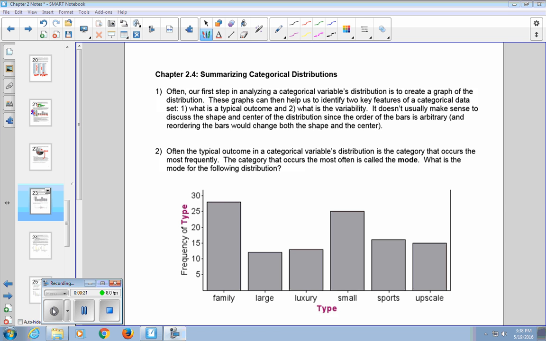It doesn't usually make sense to discuss the shape and center of the distribution, since the order of the bars is arbitrary, and reordering the bars would change both the shape and the center. So two, often the typical outcome in a categorical variable's distribution is the category that occurs the most frequently. The category that occurs most often is called the mode. So what is the mode for the following distribution? So we can see, in this case, the mode is the family type of car, and that has the most cars within it.